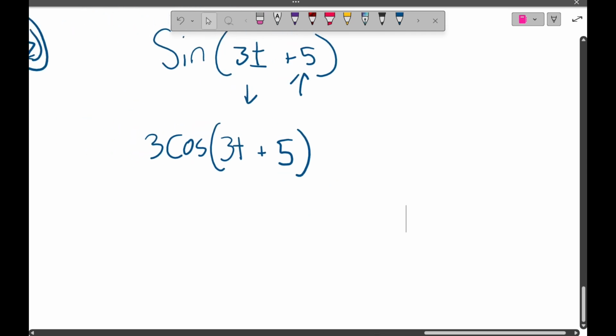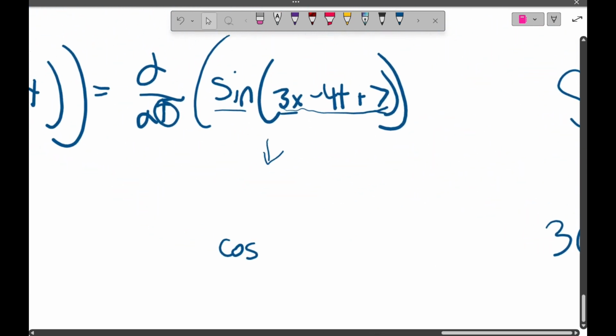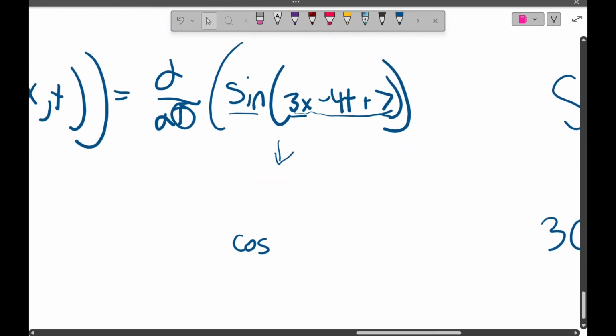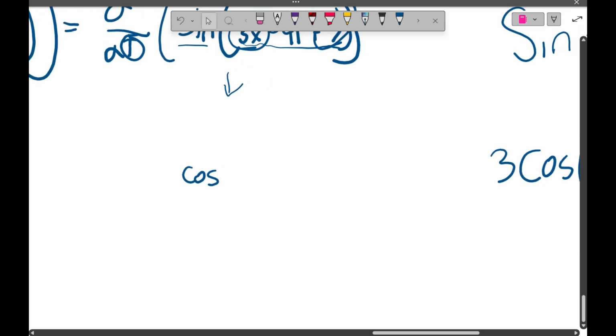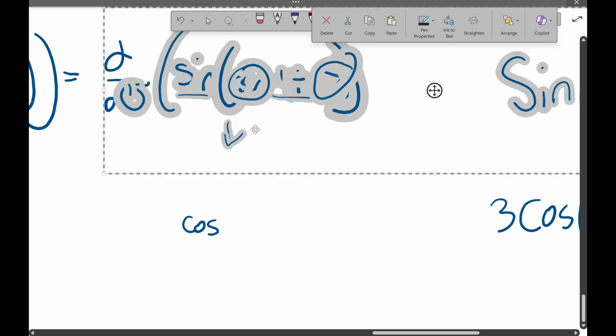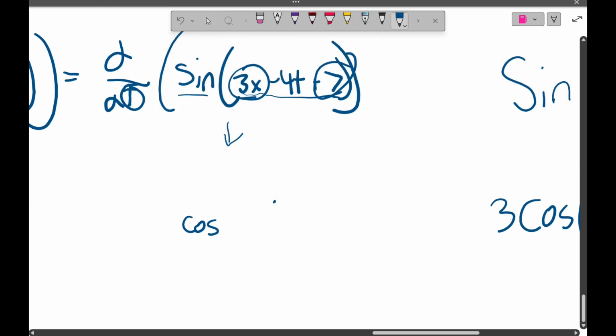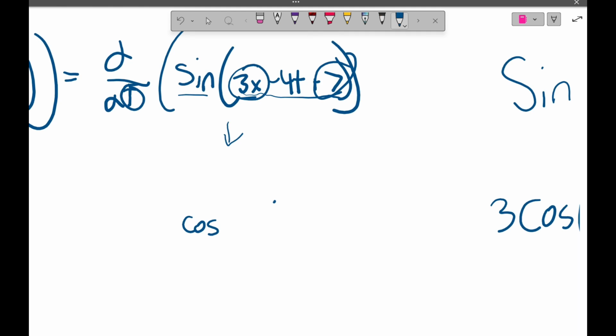Again, this is just calc 1 stuff. But the reason I'm bringing it up now is because when you're taking a partial, you have nothing to be afraid of. You just treat this 3x as if it were a constant, like 7. Like this, right? So sine of 3x, that's just going to 0. That is just going to 0. As far as pulling out the derivative, right? Like when I'm doing chain rule, I'm saying, okay, well, what's the derivative of the inside of that function? 3x minus 4t plus 7.